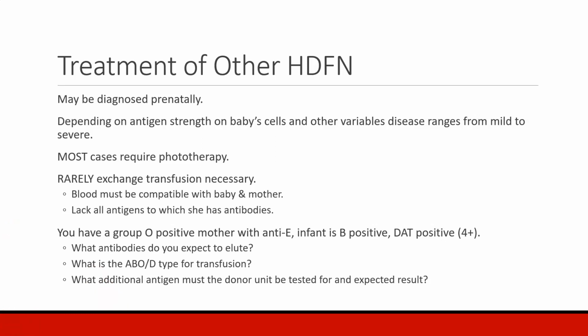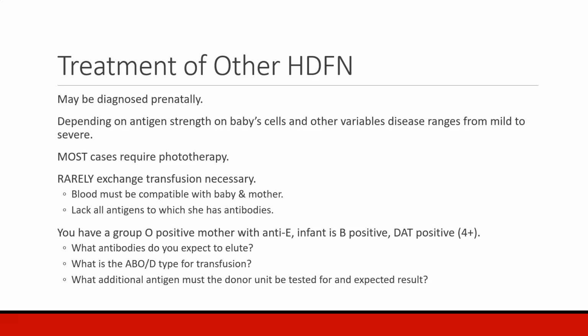Treatment of other HDFN: this may be diagnosed prenatally. If this is an immune antibody stimulated due to a previous pregnancy or transfusion, then our antibody screen would be positive, and you would want to identify the antibody and monitor the fetus. Depending upon the strength of the antigen on the baby cells and other variables, the disease ranges from mild to severe. Most cases require phototherapy for successful treatment of the disease. Rarely an exchange transfusion is necessary.